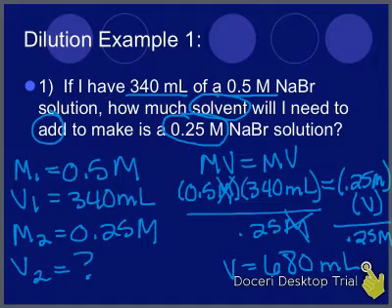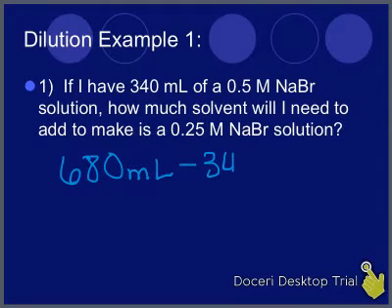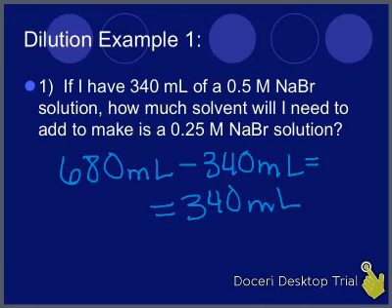How much you're going to add. It's not asking us for the final volume, is it? No, it's asking you how much are you going to add to the 340 milliliters to get to my final volume. So what do you think I'm going to do to get there? Okay, so I'm going to take my 680, which was my final volume, correct? And I'm going to subtract my initial volume from it. And I get an answer of 340 milliliters.